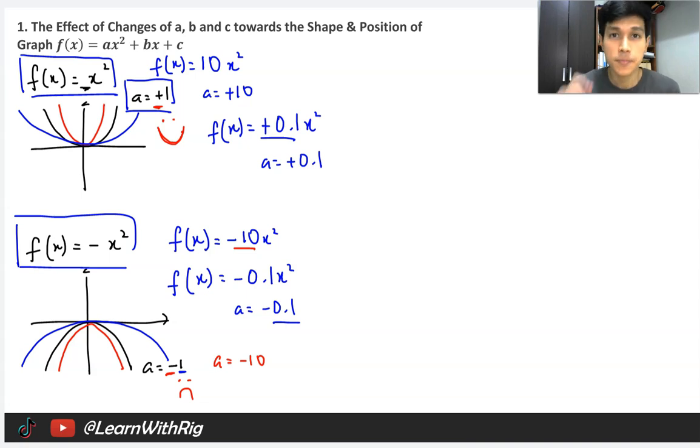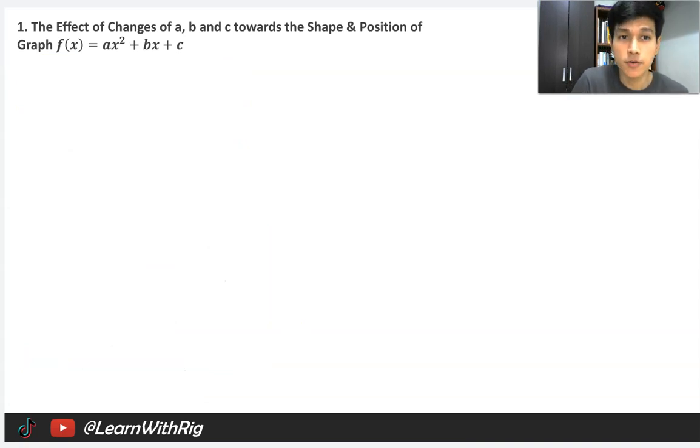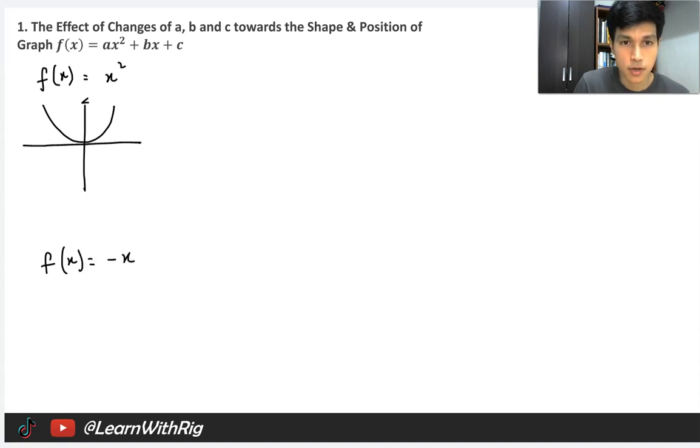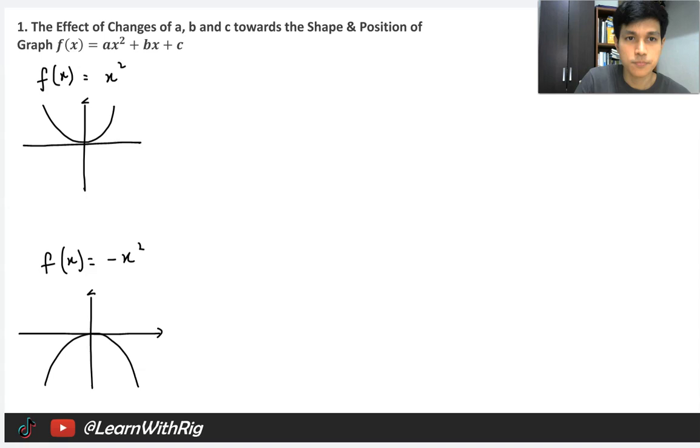Now let us look at the b value. So for b value, I already told you the basic. The basic is if it's an x square, it's going to be a U shape. Okay, we have already established that. And if it's a negative a graph, negative x square is going to be an N shape. Correct? We have already established this as the basic. Now what happens if you add a b value? So for example, let's say now, okay, this is the basic. Now you have fx equals to x square plus 10x.